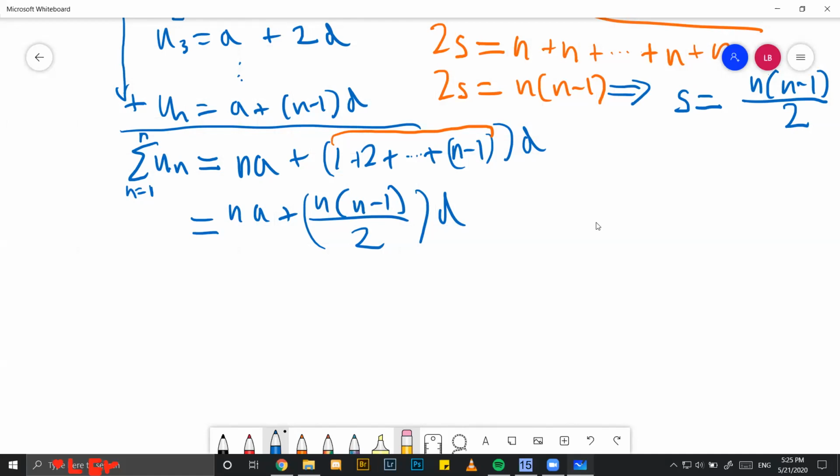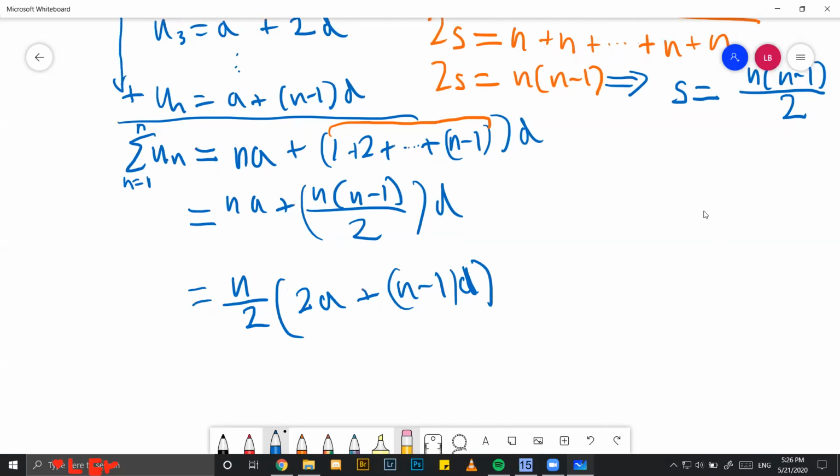Essentially the way that the formula booklet does it is they factorize out n over 2. So if you want to take n over 2 out from the a, you need to make sure that it's a 2a now. Because 2a times n over 2 is going to give you, the 2's will cancel out, you'll get na, and it'll go back to this. So 2a over here, and you add that to n minus 1 times d. So n minus 1 times d times n over 2 is going to give you n times n minus 1 times d over 2 right over here. So that's the formula booklet formula right over there.